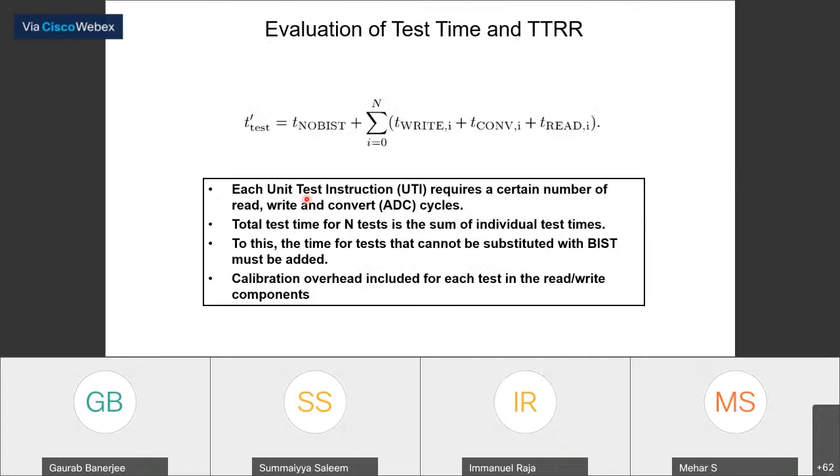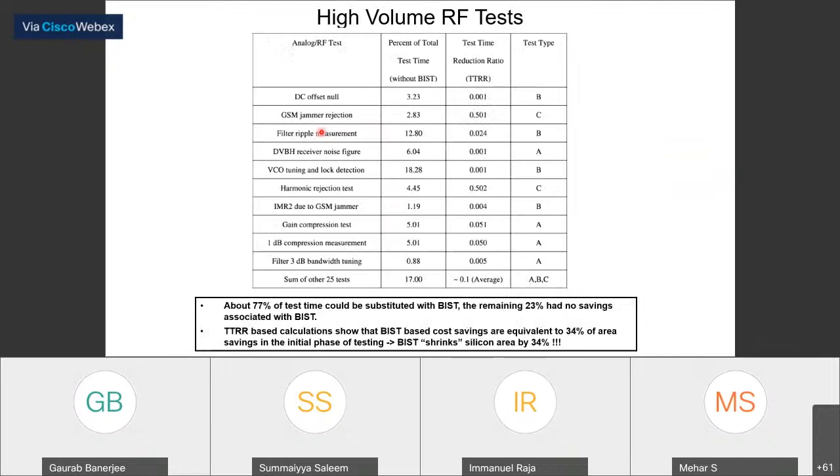Another thing is the evaluation of the test time and the test time reduction ratio. So this is, again, a very complex process. In the interest of time, I'm going to avoid it. But this itself needs to be very carefully done. At the end of the day, this is the summary information, which shows you these are typical tests that you would do in an industrial environment in an RF product. You would do DC offset null, you'd do GSM jammer rejection, you'd do harmonic rejection test.